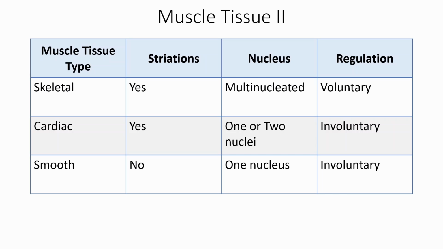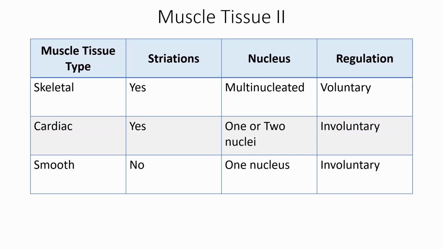So again, another reminder, this is a nice little table that can help you with identifying muscle tissue types as well as some information about them. So we have our 3 types, skeletal, cardiac, and smooth. If we look at each of our columns, we're looking at striations, whether or not we have a nucleus or what type of nucleus we have, and then regulation.